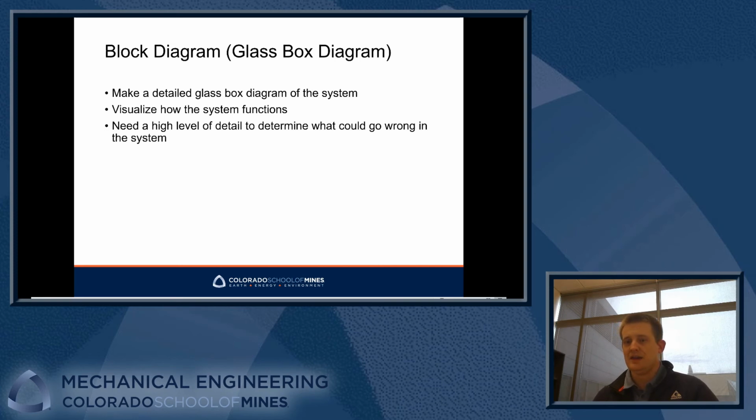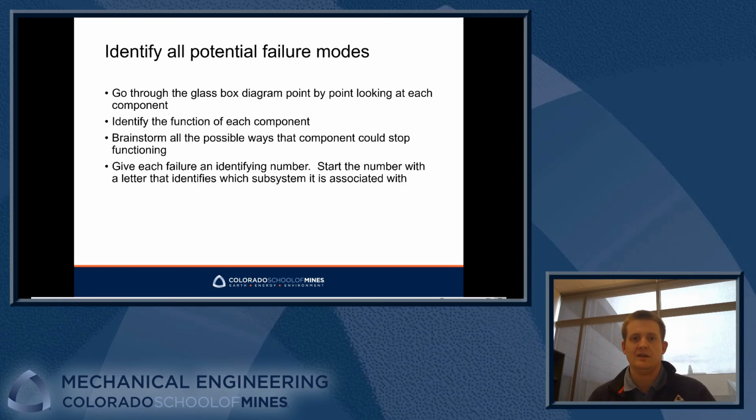Okay, it's very important to be able to visualize how the system functions, because remember, we're going to be talking about if one part fails, what happens as a consequence of that. So we need to know how each part in the system relates to all the other parts. Okay, it's important to have a high level of detail here so that you can determine what could possibly go wrong with the system. Okay, once you have a nice flow diagram that you are convinced is thorough and really documents how all the parts in the system relate to one another, then it's time to go through and identify your potential failure modes.